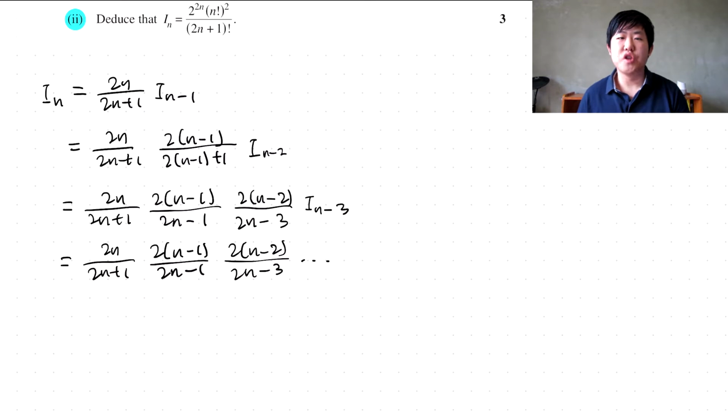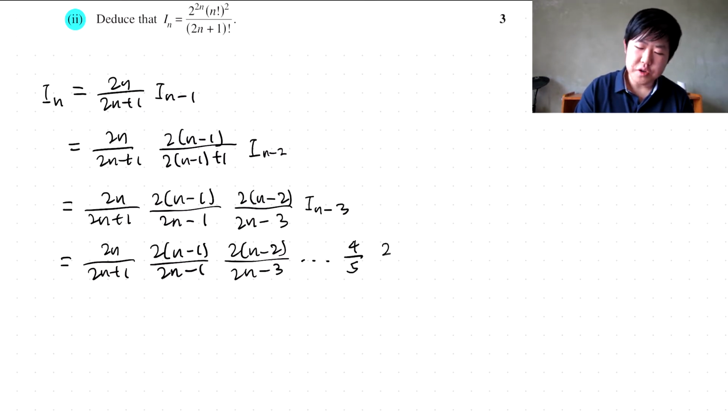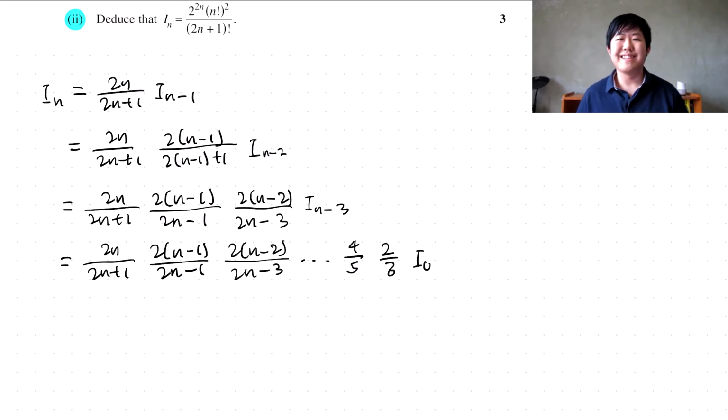We're going to find what I2 is. So I2 is going to be 4 over 5. I1 is 2 over 3. And I0. And we're going to be finding what I0 is later on. And then here, there's a special trick. So we're going to be multiplying this equation by 1 multiple times. And I'll show you what I mean.